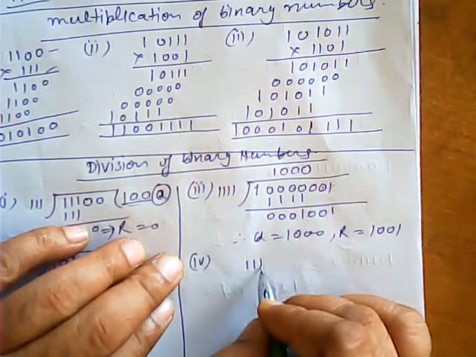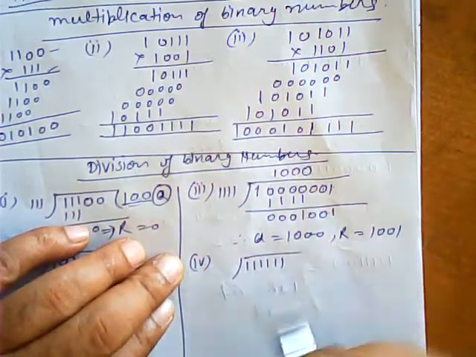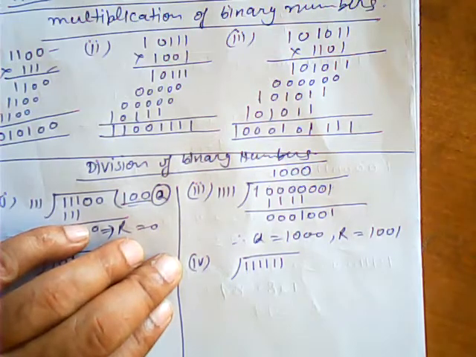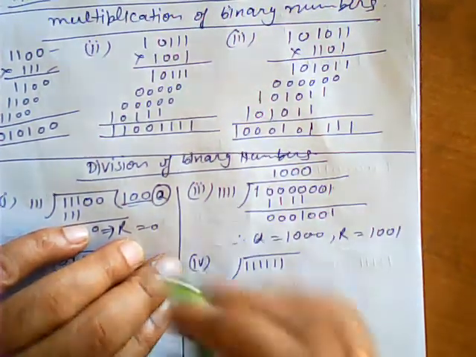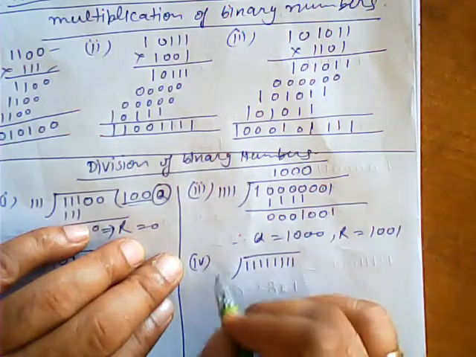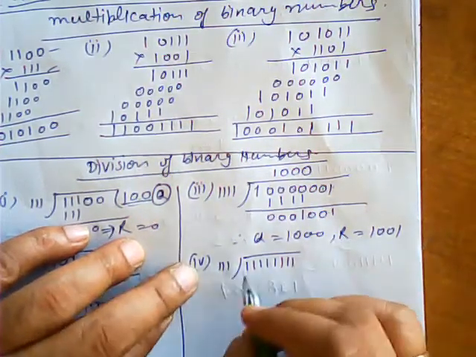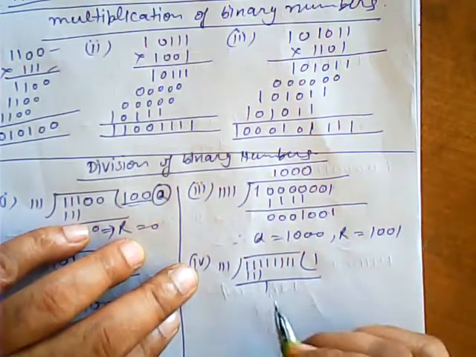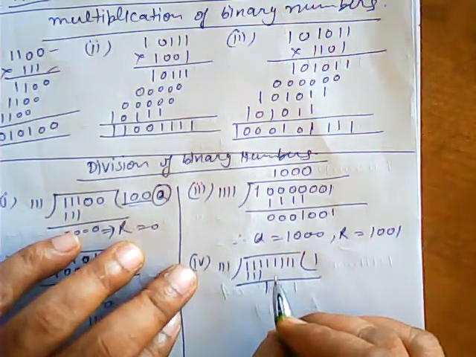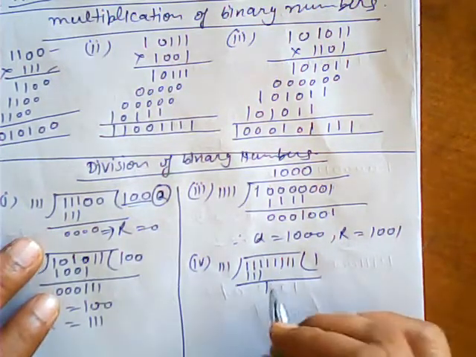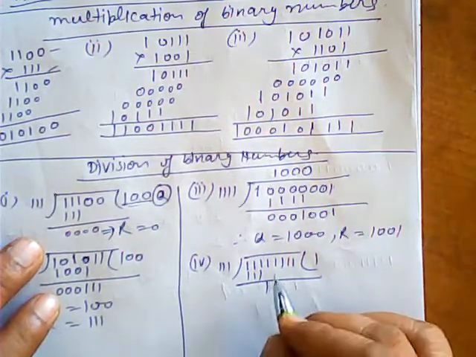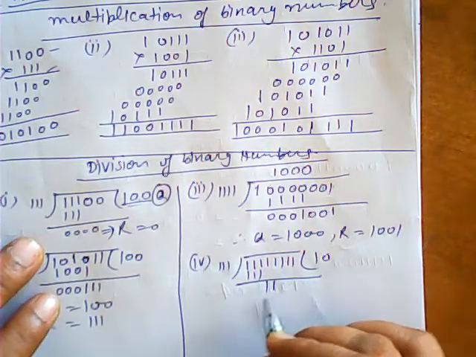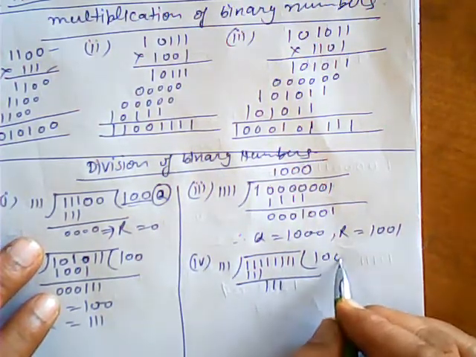1 1 1 1 1 1 1 1 we are dividing by 1 1 1. It is 1 times 1 1 1. What is remaining? Nothing. So we are taking 1. 1 means nothing, so 0 0 0. There is no need to write 0. Again we are writing 1. So we have to add a 0 here. Again it cannot be divided by 1, so we have to put 0 here.